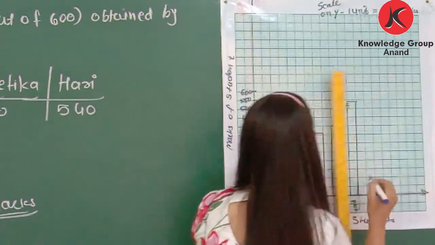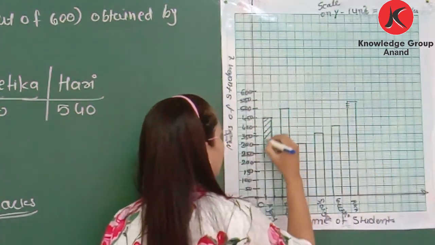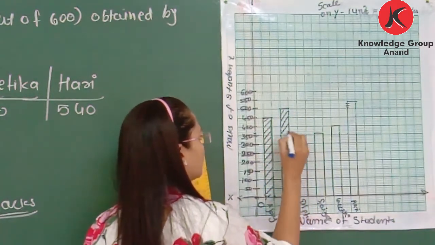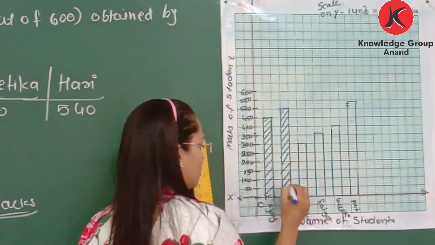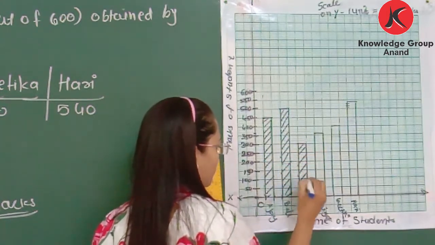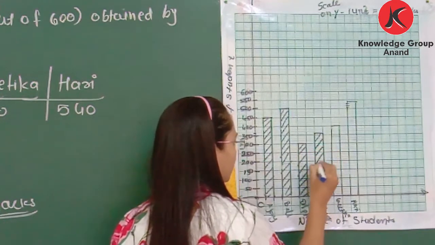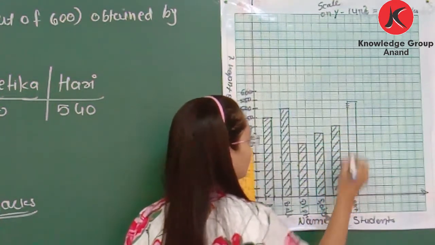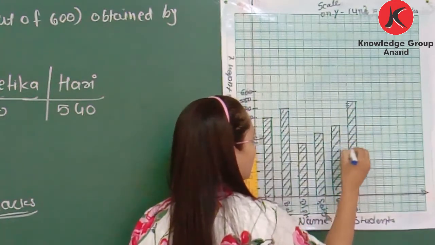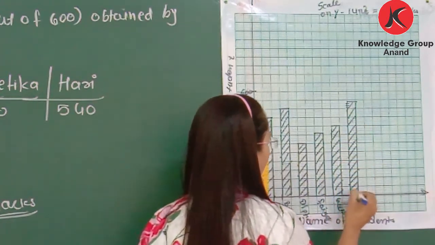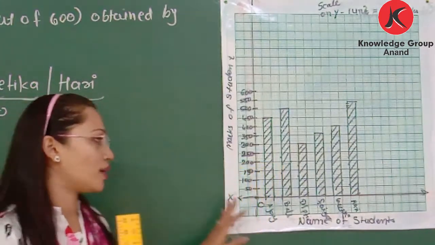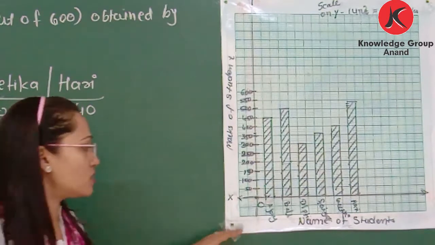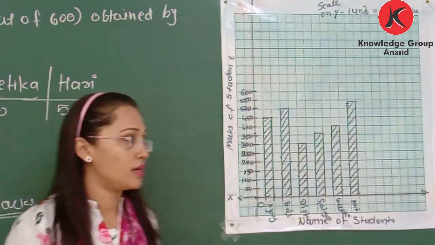So this way you can represent. You can also shade the graph. Now it will be easy to understand which students scored more marks and which students scored less marks. So this is the bar graph for our question number 8.